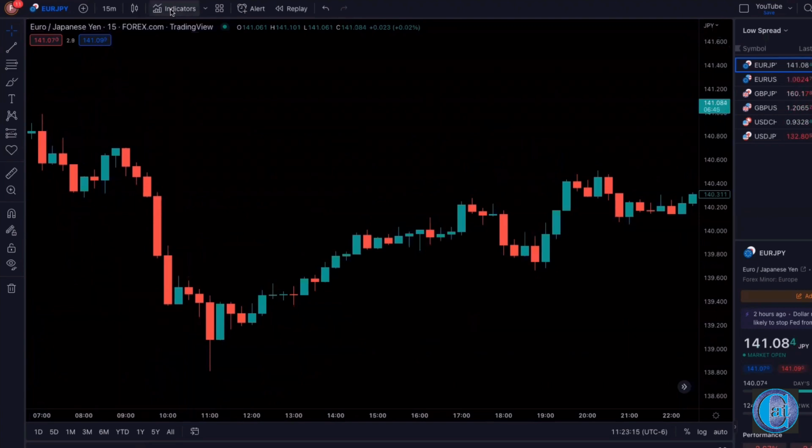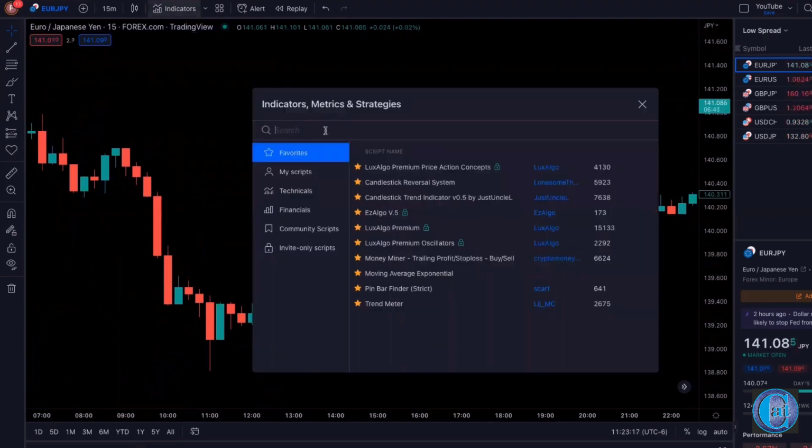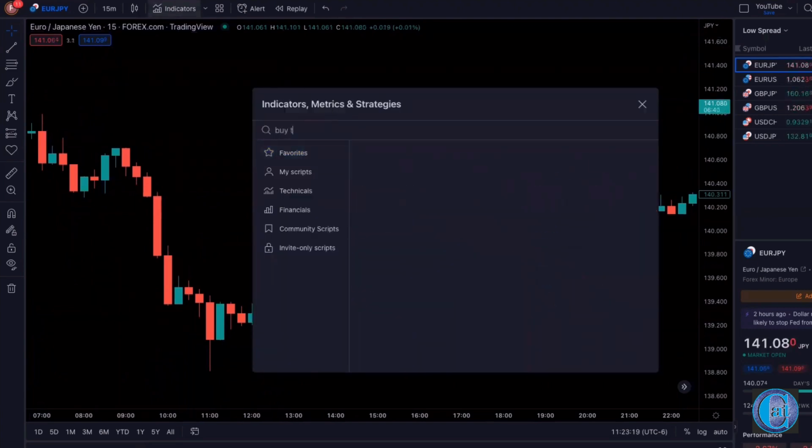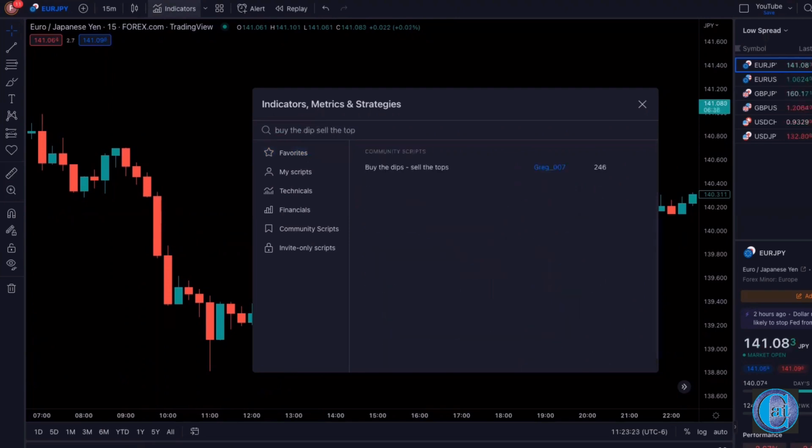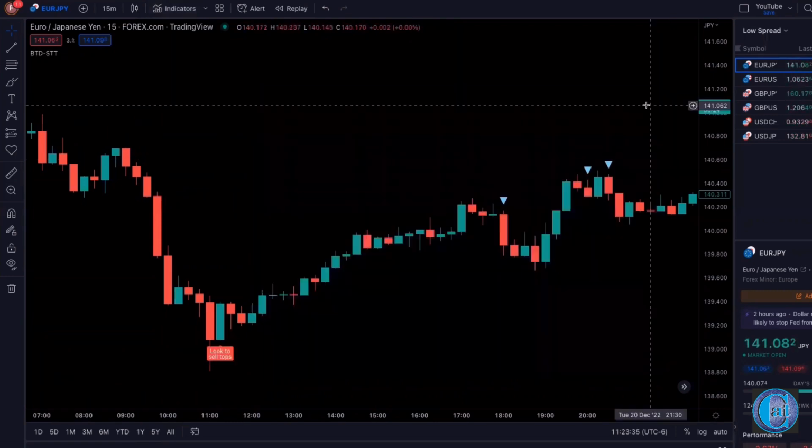So here are the two indicators. The first one is called the buy the dip, sell the tops. Right here, buy the dips, sell the tops by Greg underscore 007. All right, not too many people know about this. Click. We're going to make some changes to this, okay?